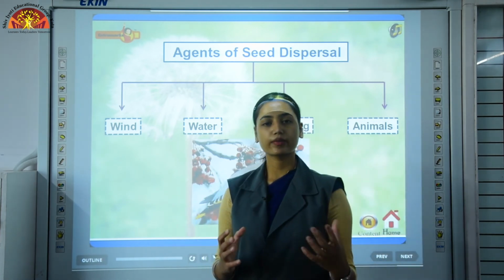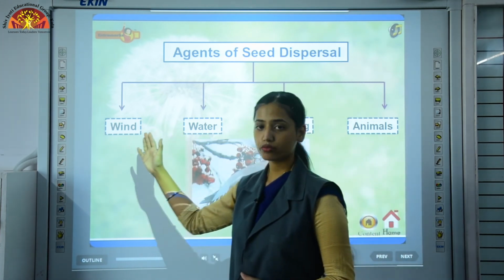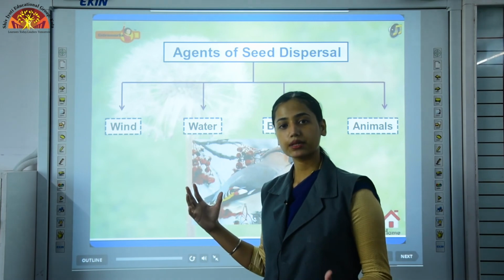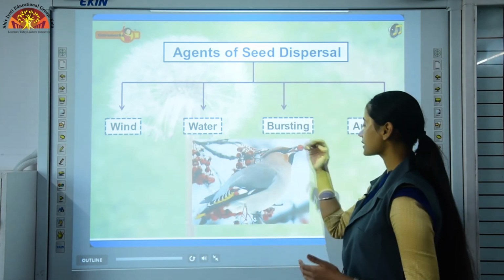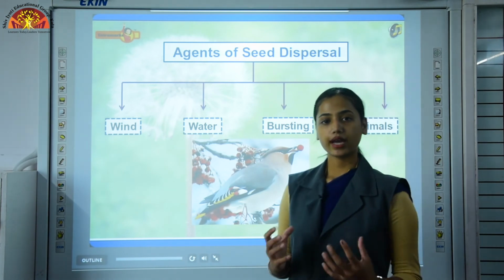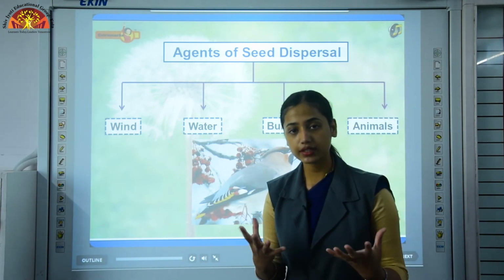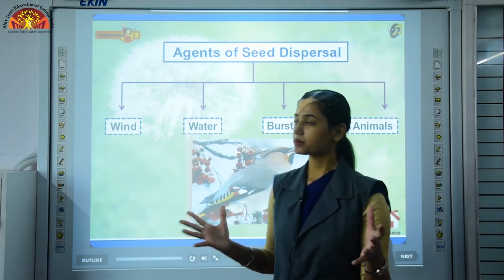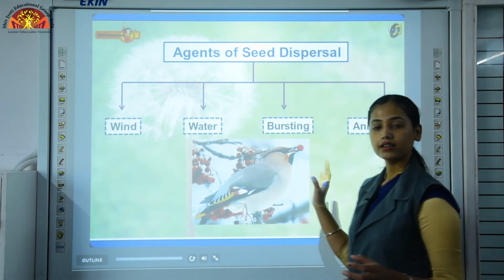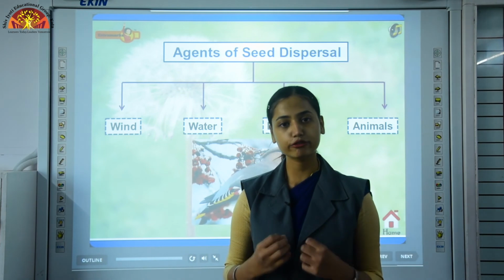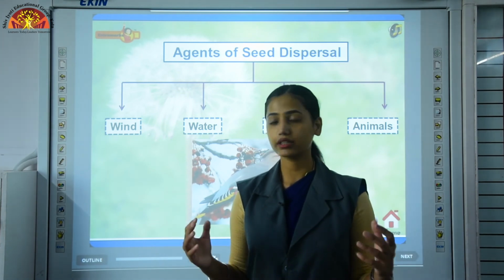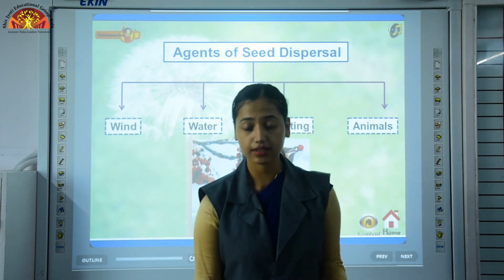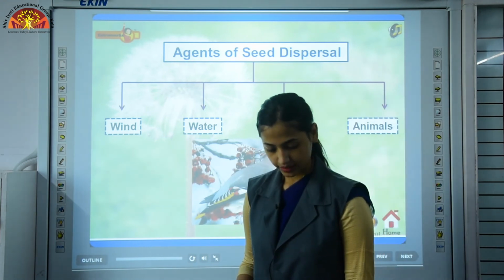Like the seeds of many plants are very light, so with the flow of wind they float in air. Same goes with water, aquatic plants, the seeds of aquatic plants, they flow with water. Bursting, like plant of pea, after ripening it bursts, and after bursting those seeds, those peas, they go to different places and a new plant is developed there. And by animals, like even we also and animals, we eat fruit and then we throw the seeds and we don't know the outcome, but after few days a new plant grows there. So that is how these all are agents of seed dispersal.